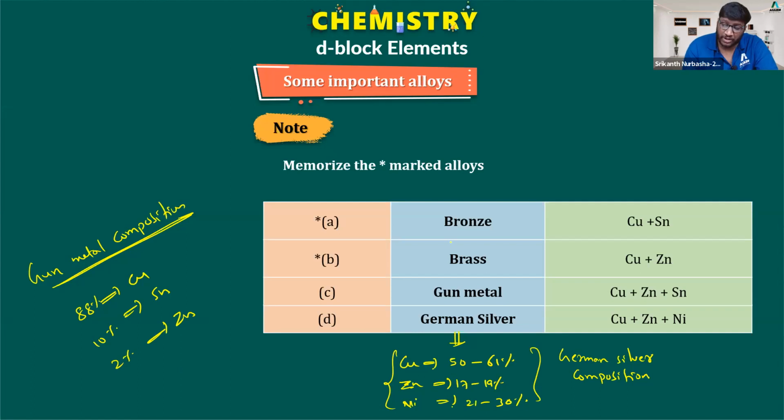Bronze and brass compositions are not required. They are actually alloys of copper and tin. Bronze is an alloy of copper and tin. Brass is an alloy of copper and zinc. Gunmetal is an alloy of copper, zinc, and tin. And the compositions I have given here, you write down these compositions. And German silver is an alloy of copper, zinc, and nickel. Copper is 50 to 61%, zinc is 17 to 19%, nickel is 21 to 30%.